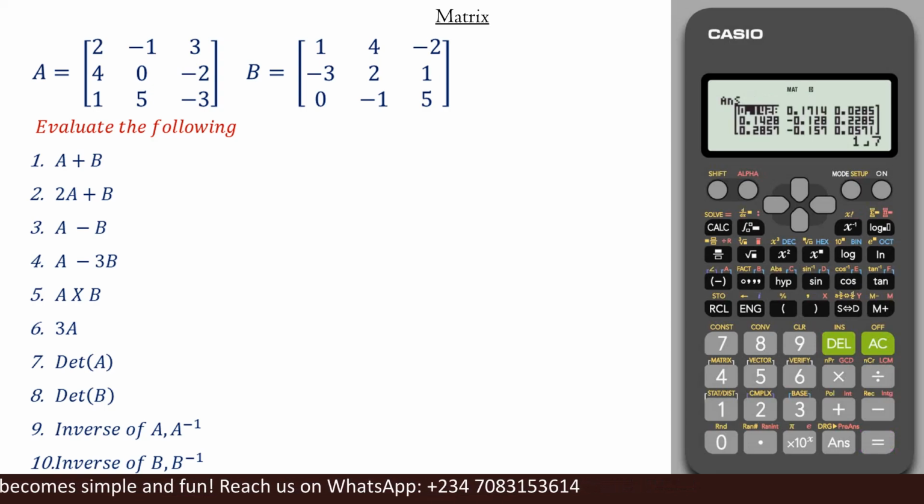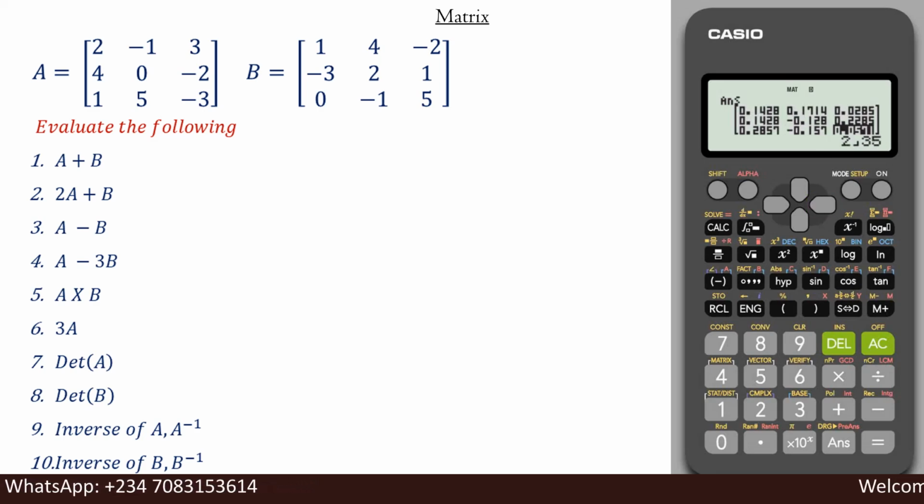If you select any of them, you can be going this way and you'll be seeing them. This one is 1 all over 35. This one is 1 all over 7. This one is minus 9 all over 70. This one is 8 all over 35. This is 2 all over 7. This is minus 11 all over 70. This is 2 all over 35. So this is all of them, right? So this is how to find the inverse of a matrix.